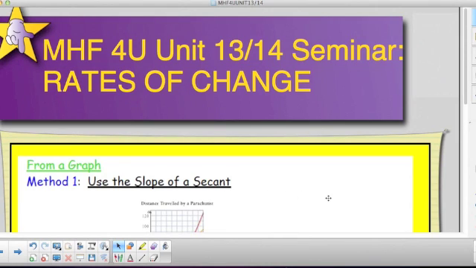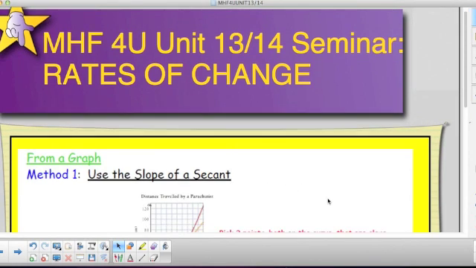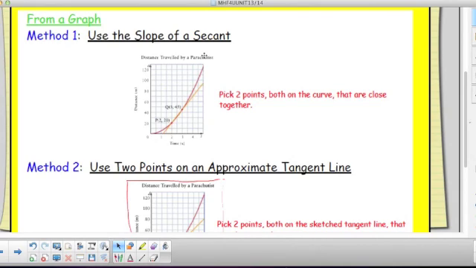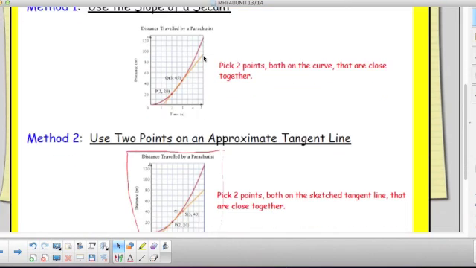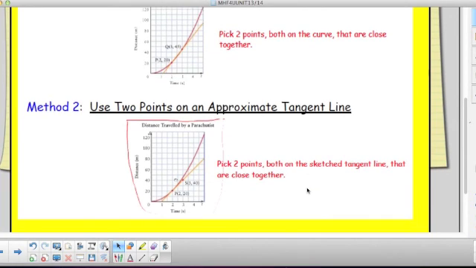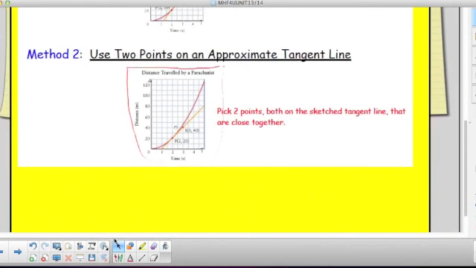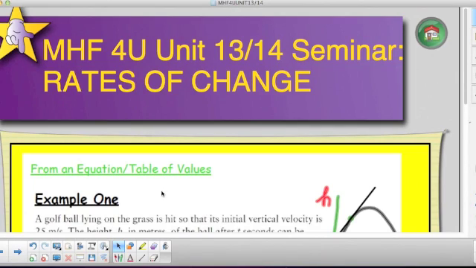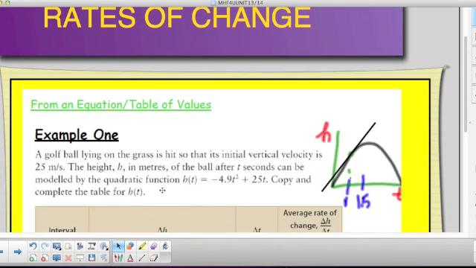Okay, so from a graph, you don't really have to copy this down, you just have to understand it. To calculate the slope of a secant, you need 2 points on the curve that are close together. For method 2, to use 2 points on an approximate tangent line, this is when we pick 2 points both on the sketched tangent line that are extremely close together. There's a difference between a secant line and a tangent line. Okay, so this is what I want you to copy down.